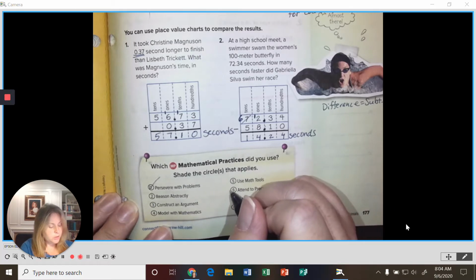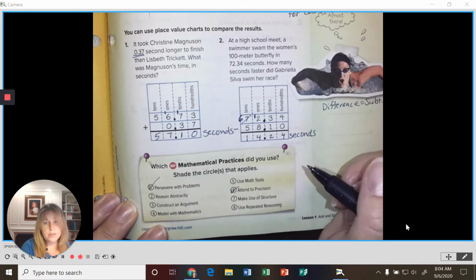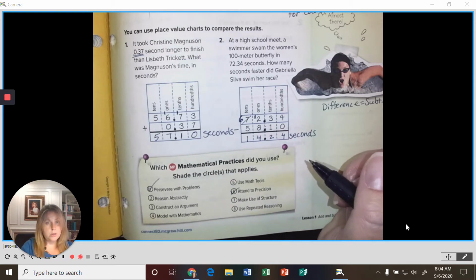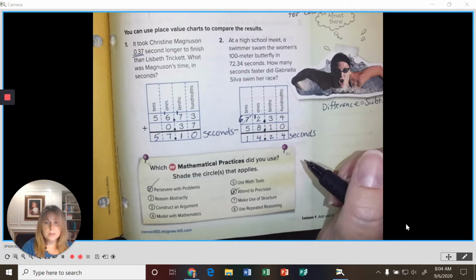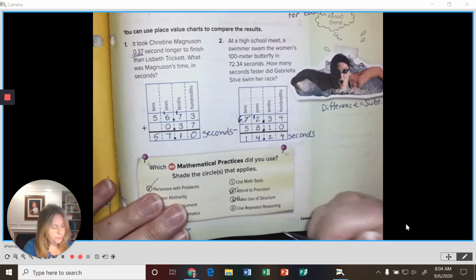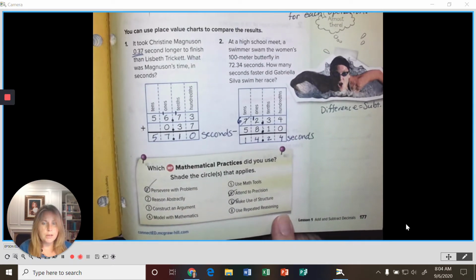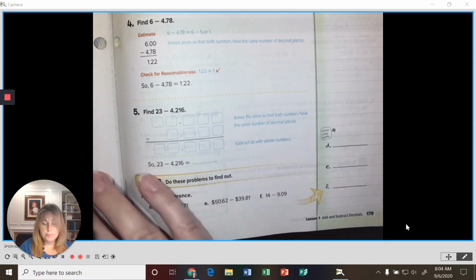We did attend to precision. We made sure that our decimal places were lined up correctly. We did make use of structure. Again, our ones places are lined up together, our tens places are lined up together, and so on. And we didn't really have to do a whole lot of reasoning here. This was a pretty straightforward algorithm. Okay, so those are our standards for mathematical practices. Let's go ahead and turn the page to 178.